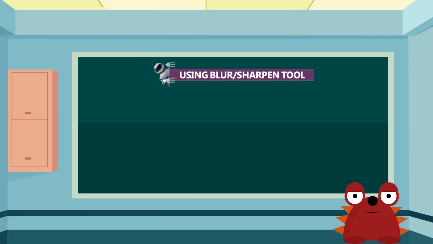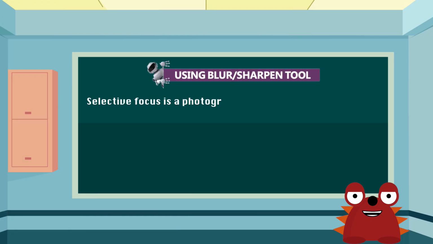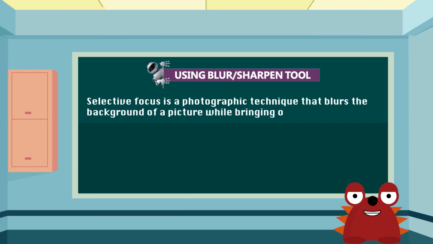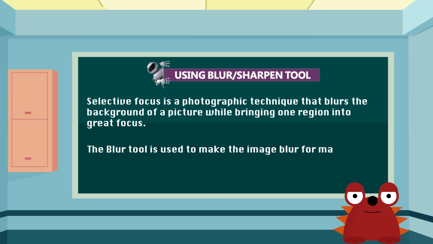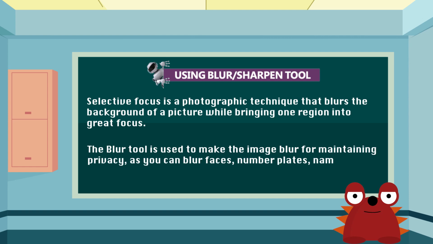Moving on to using the blur or sharpen tool now. Selective focus is a photographic technique that blurs the background of a picture while bringing one region into great focus. The blur tool is used to make the image blur for maintaining privacy, as you can blur faces, number plates, name tags, signs, or any other identifiable objects.